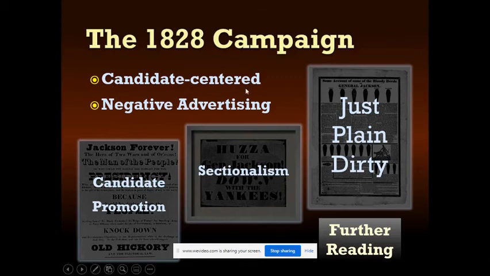This was solely about the candidates themselves, their personality, who they were, where they came from. They were going to go after one another. And there was a ton of negative advertising. Like, if you take a look down here, there was tons of candidate promotion, primarily on Jackson's side. They used sectionalism, primarily on Jackson's side. And then, just to be honest, they just got plain dirty with one another.